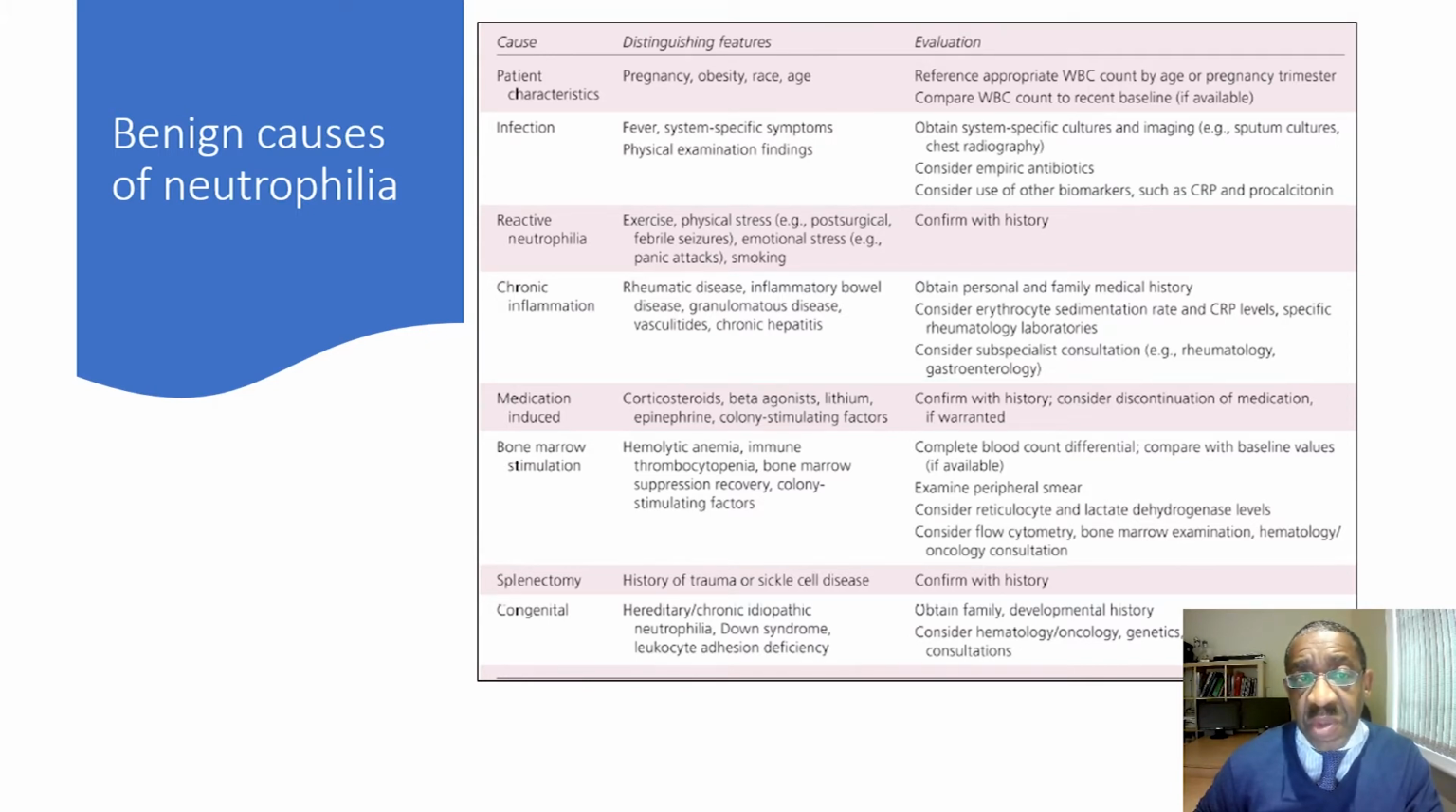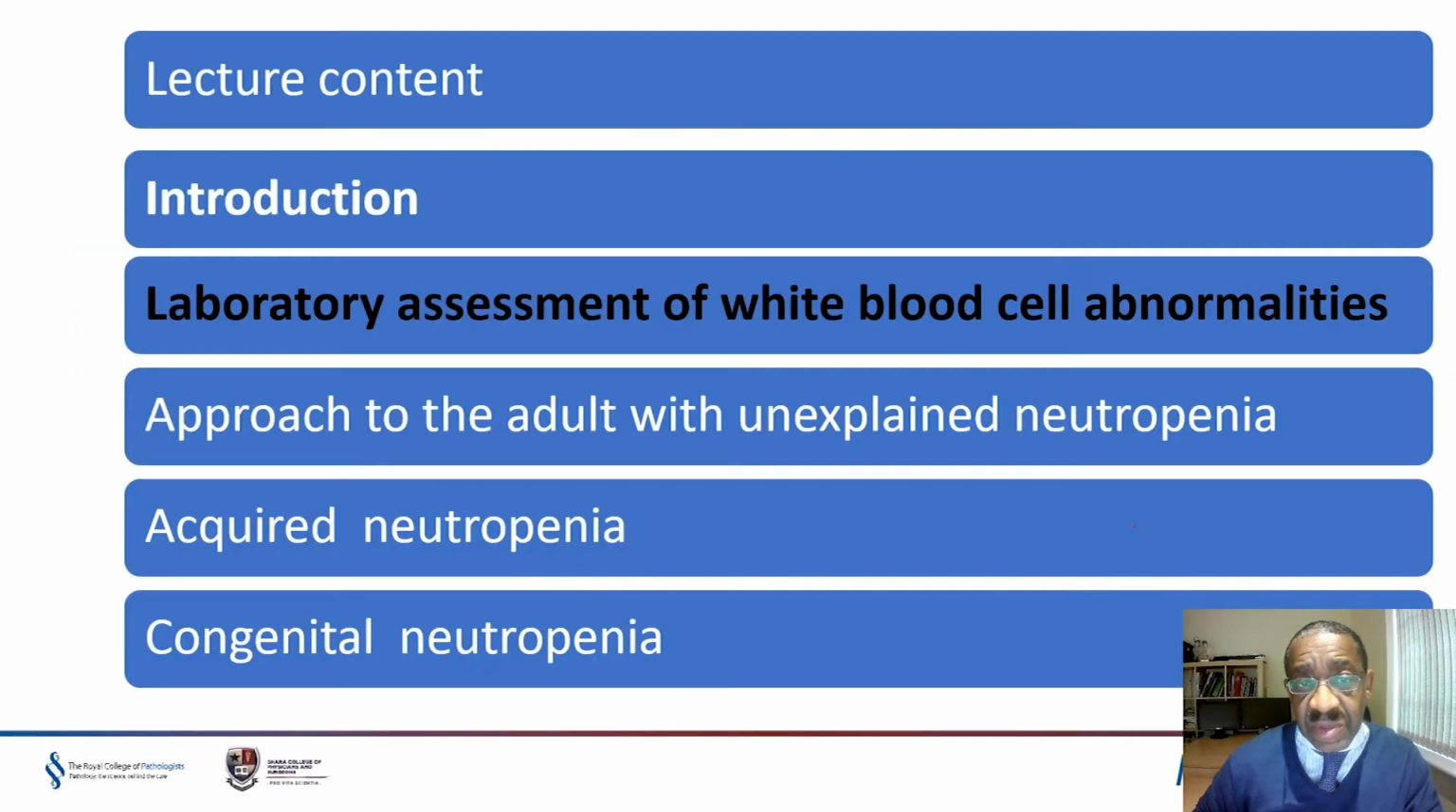At the very top, you will see that the patient characteristics are very important. Pregnancy, as we saw previously, age, but also race and obesity play an important role in the actual range of counts that we might see in a given individual. But for most of the others, infection, inflammation are secondary causes. But we must also remember primary bone marrow disorders, either causing a reduction in neutrophils or an elevated neutrophil count, should be taken into consideration, as well as congenital disorders.